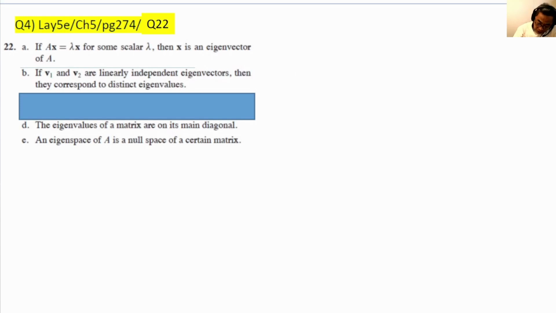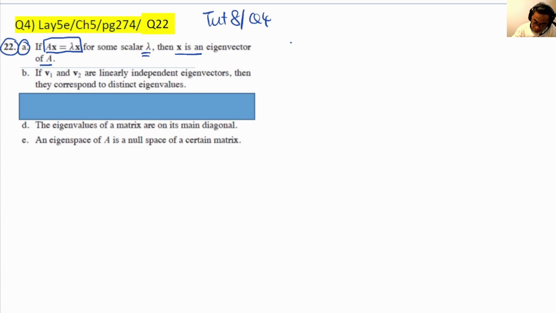This is tutorial 8, question 4, part 22, and we'll begin with 22a. In this question, we're given Ax equals lambda x for some scalar lambda, and x is an eigenvector of A. And we're asked whether this is true or false.